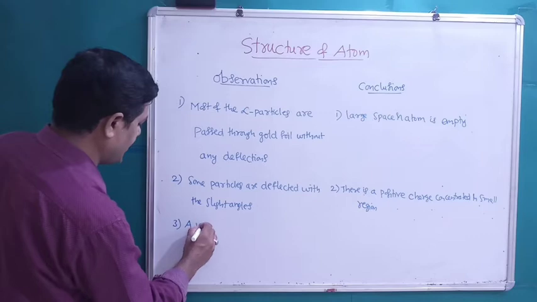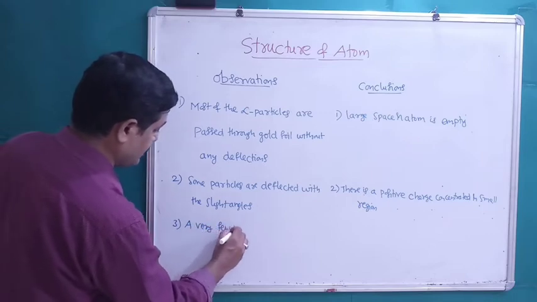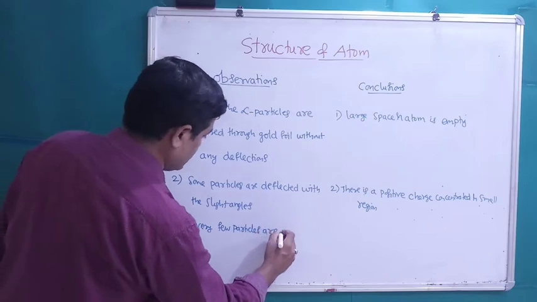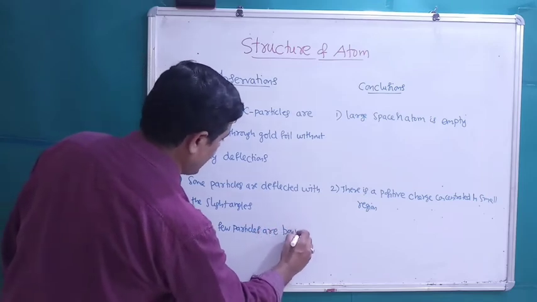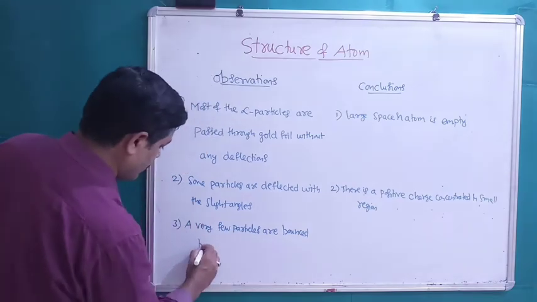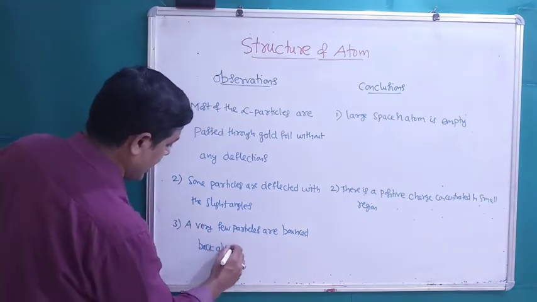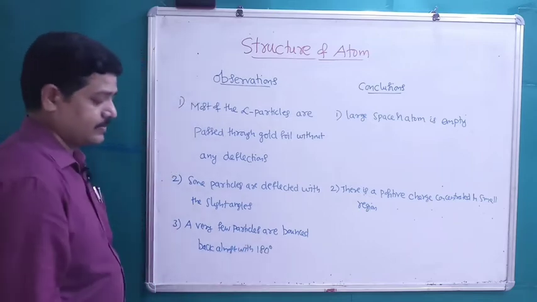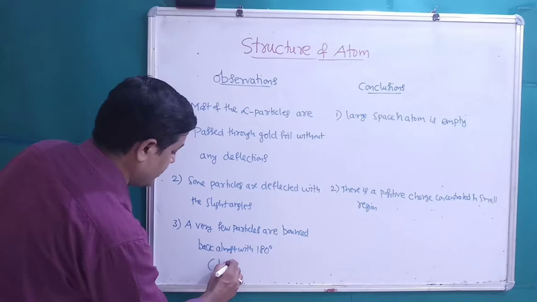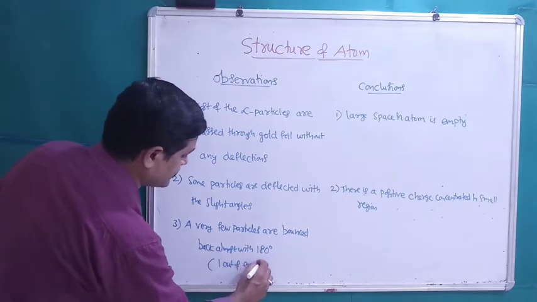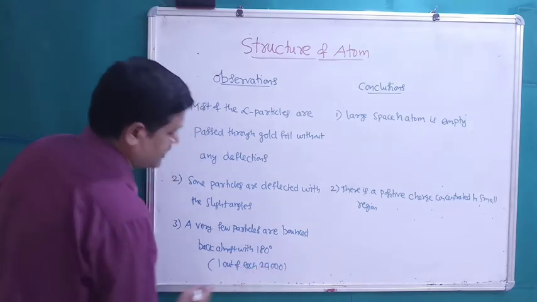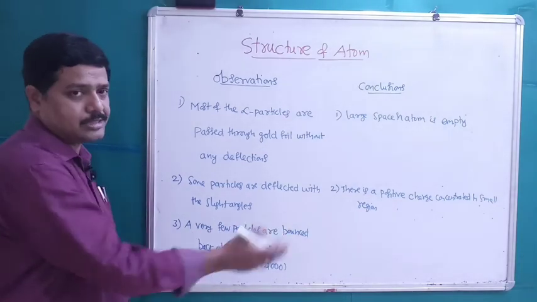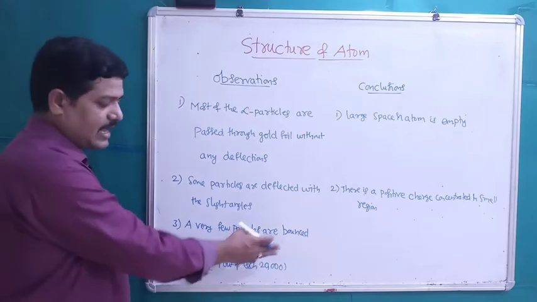A very few particles are bounced back almost with a 180 degree angle. That is 1 out of each 20,000. Only 1 out of each 20,000 particles are bounced back almost with the 180 degree angle.